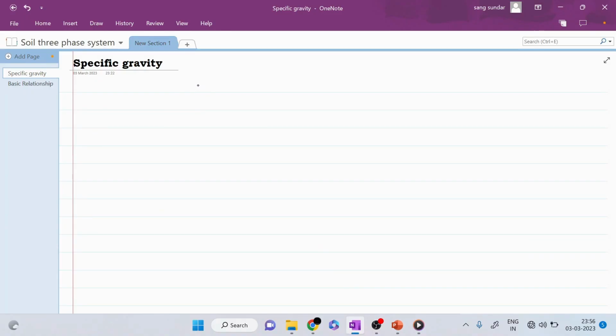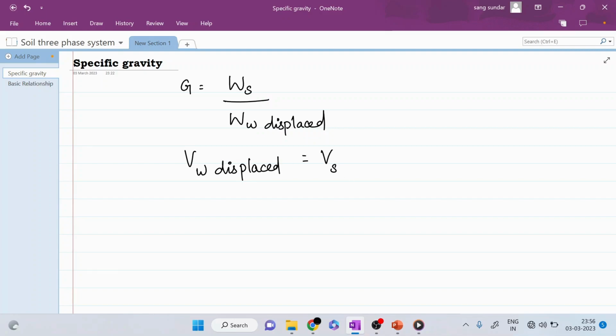Let us learn with this understanding. Let us define specific gravity further. G is equal to weight of solids divided by weight of water displaced by that solid. Right? And we know that volume of water displaced by the solid is equal to volume of solid, right, as per Archimedes principle. Now, to the specific gravity, divide both the numerator and the denominator by the volume of solids.